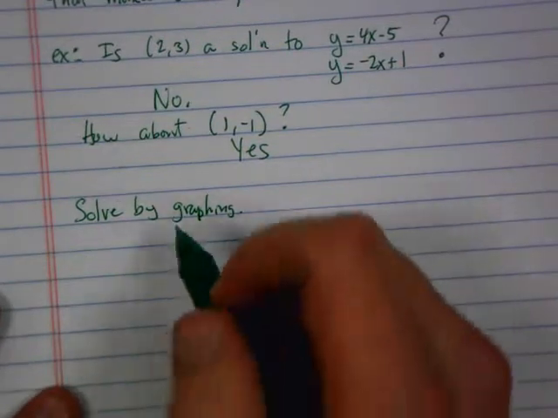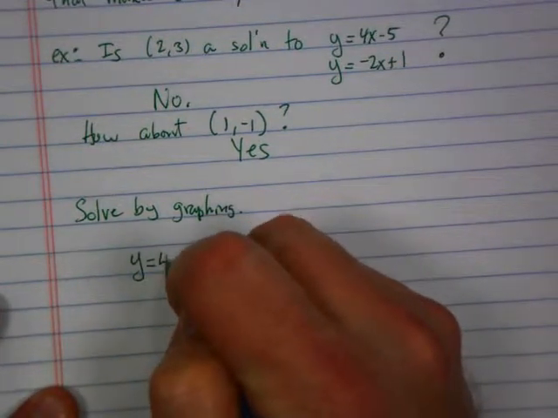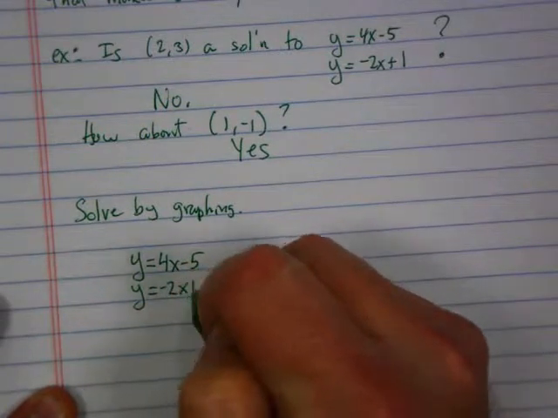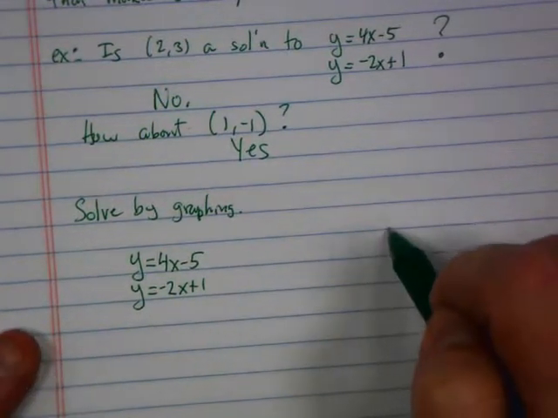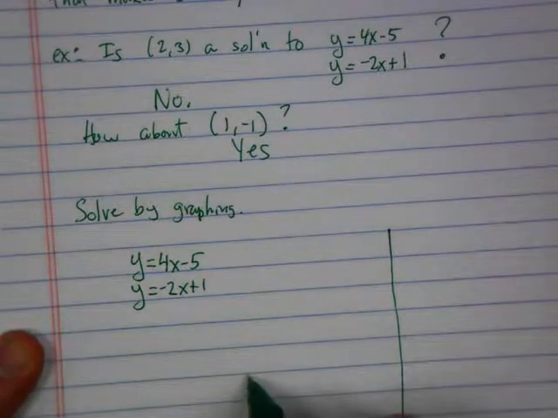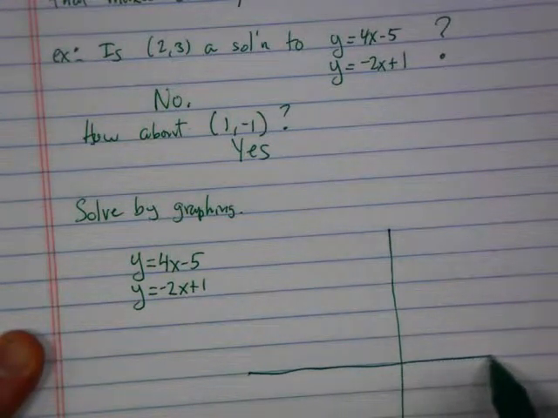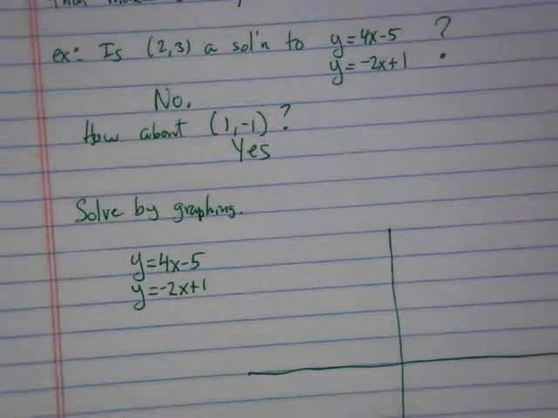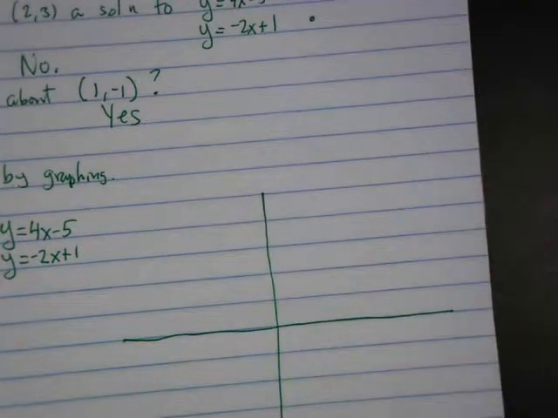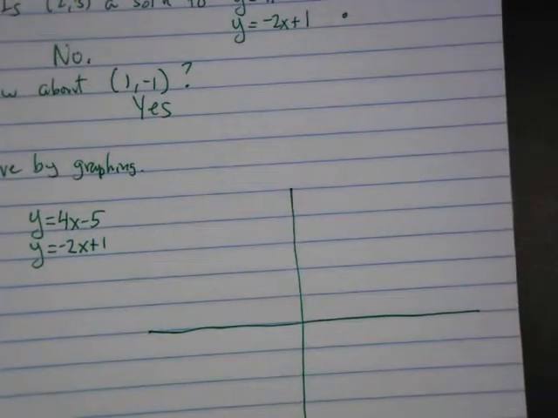So let's say I gave you these two equations, y equals 4x minus 5 and y equals negative 2x plus 1, and I asked you to graph both of them. Now it helps if you have graph paper, so you can draw nice accurate graphs. Unfortunately, I didn't bring the graph paper with me today, so I'll just do my best. How would you graph the equation y equals 4x minus 5?